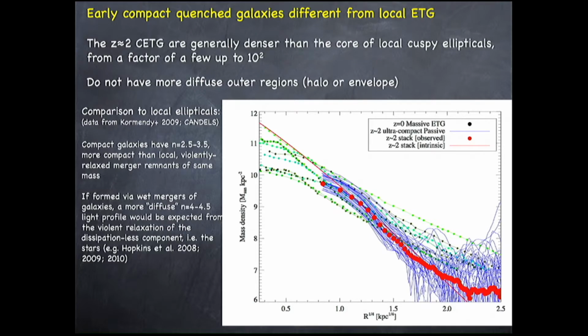What you see in red here is the stack of some 90 of these red nuggets, from the plot on the right of the three that she showed. This red line is the best surface profile, together with the light profile of modern elliptical galaxies, courtesy of John Kormendy, transformed into mass density using the mass-to-light ratio that they calculated.